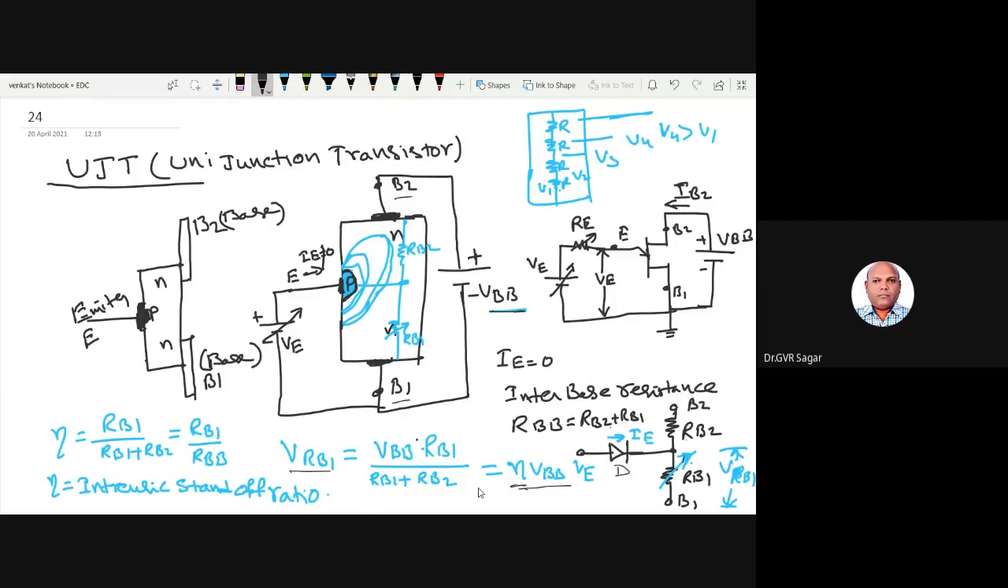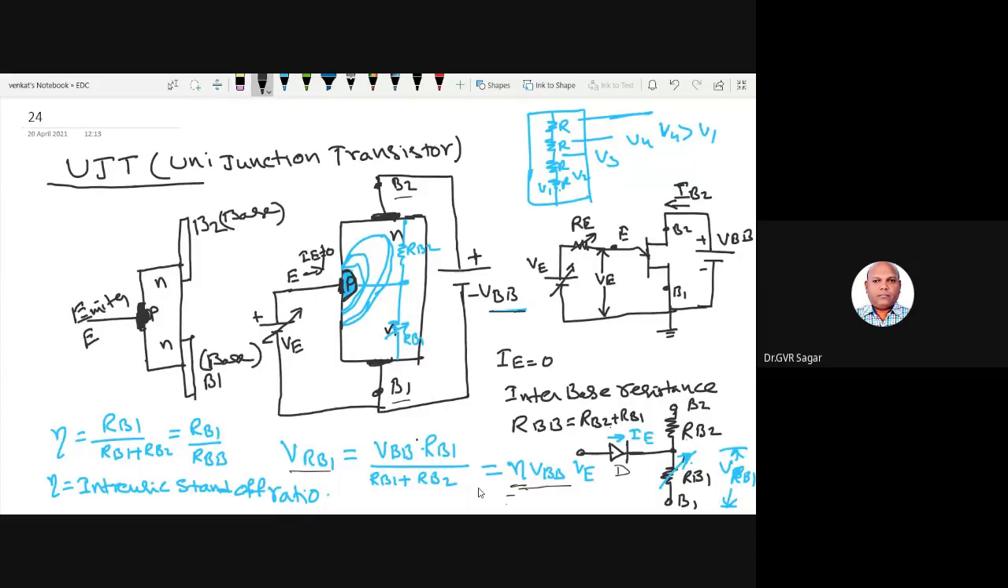This is what we observed yesterday. Now we have to go through the operation of this. Why are we measuring the voltage across this, and why not here? All these things we have to go through.